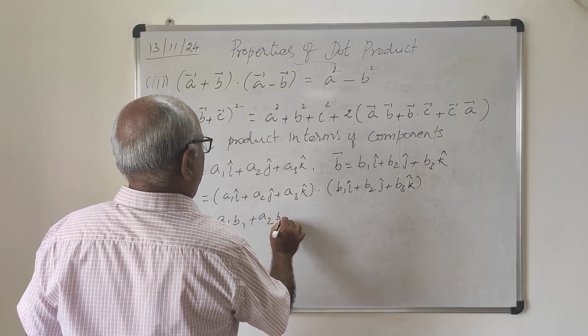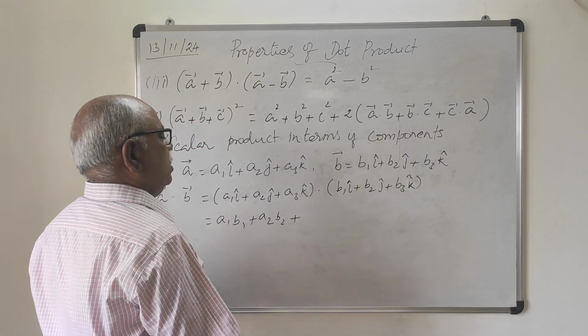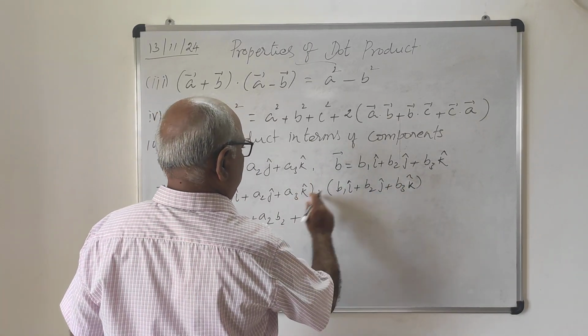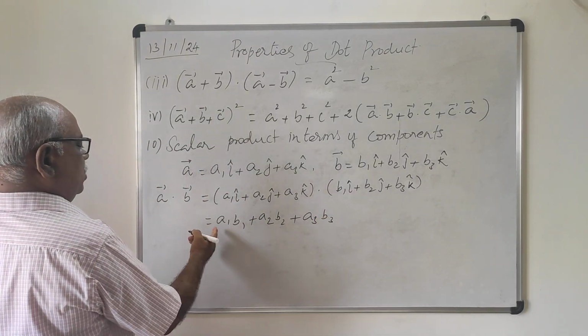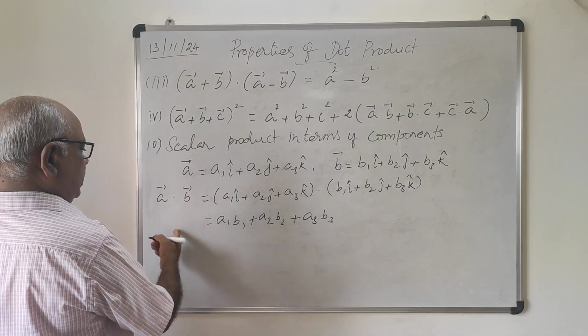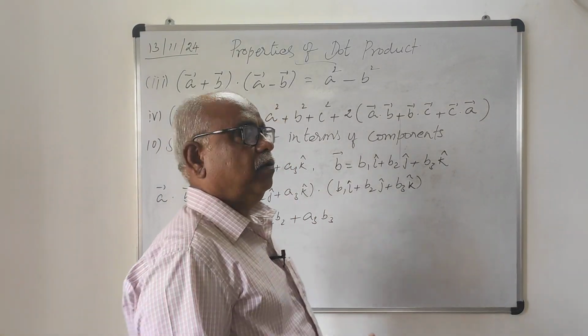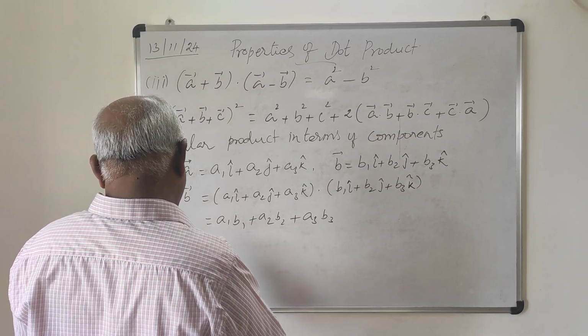And j dot i and j dot k are 0. Similarly, k dot i is 0, k dot j is 0, and only k dot k is 1, therefore a3 b3. So A dot B equals a1 b1 plus a2 b2 plus a3 b3. This is your expression for the dot product of two vectors with their components.